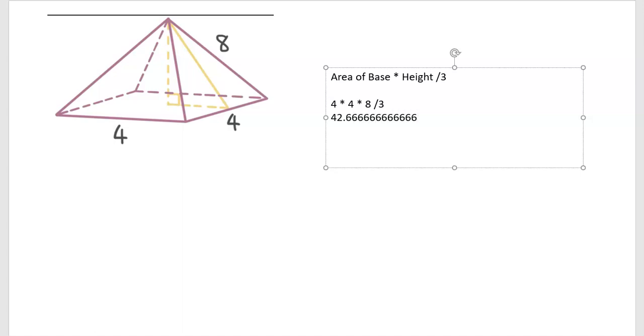Now, you can either write it out as 42.666666, or you can round it to 2 decimals, 42.67. I will accept either. If you want to make it a fraction, do 42 and 2 thirds, that's great too. There's a lot of options about how you can handle that.